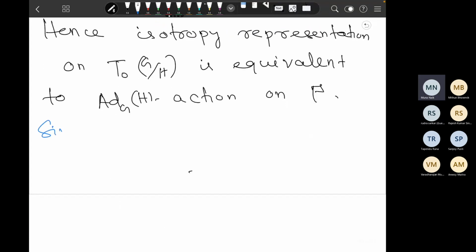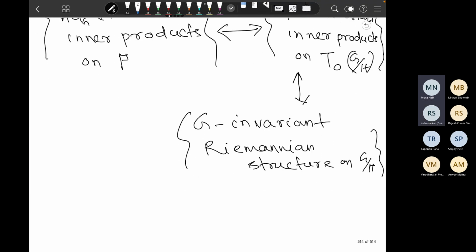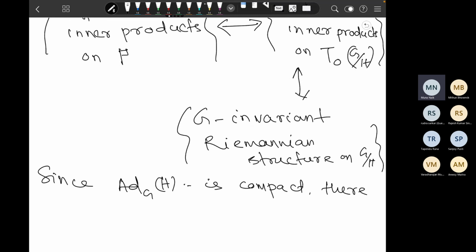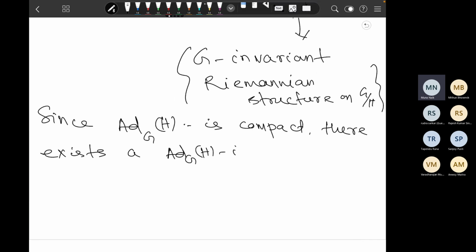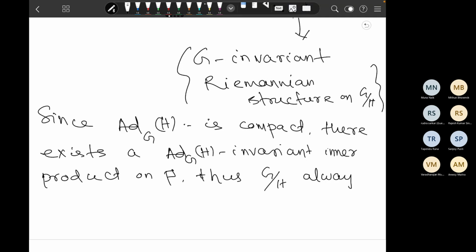Since this RGH is compact, there exists an RGH invariant inner product on P. Thus this G mod H always possesses a G invariant inner product, a G invariant Riemannian structure on it.